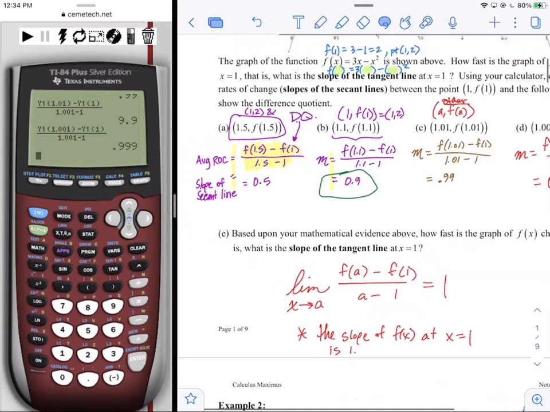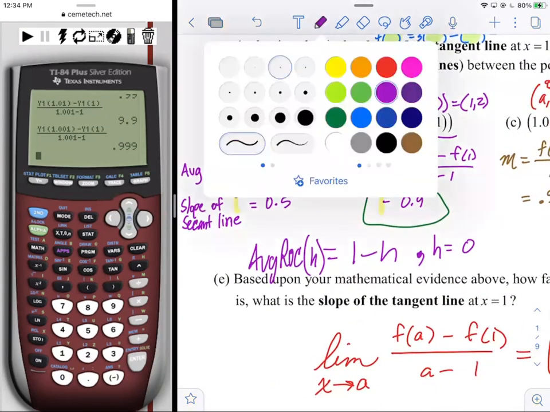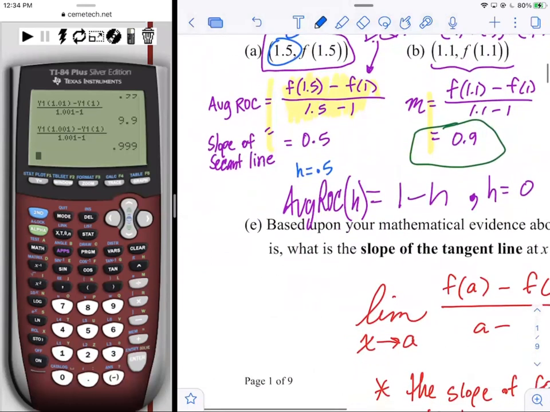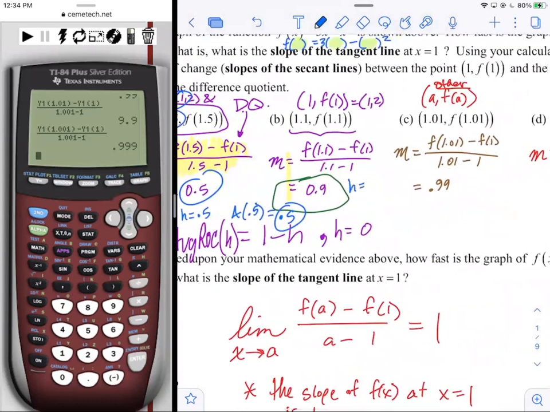Watch, come back up here. Let's paste that little formula that we have right here. Look at example 1A. I'll use blue. On example 1A, our h was equal to what? When we go from 1 to 1.5, it was 0.5. Well, I'm going to call this A of h because I don't want to write all of that, as Landon recommended. Well, what would A of 0.5 be? It would be 1 minus h, which is 1 minus 0.5, which is what? 0.5.